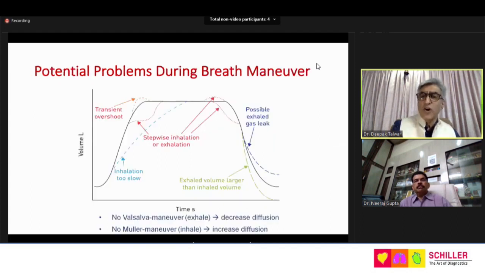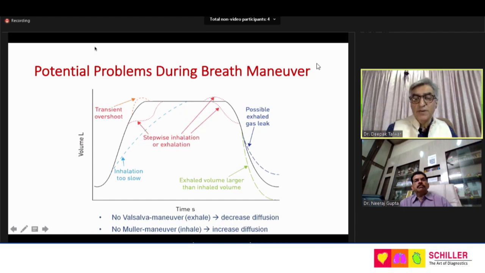So what can go wrong? This is very important, because if the procedure of the diffusion study is not done properly, like spirometry and lung volumes, the values will be fallacious. If you slowly inhale, that is also wrong, because a lot of time is wasted, and in that time the equilibrium has already started.